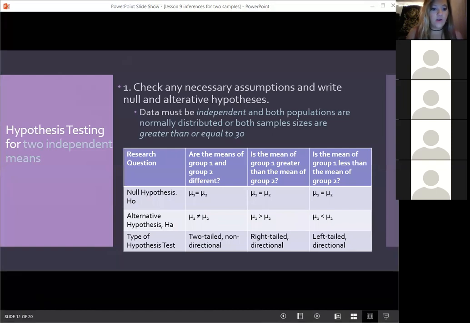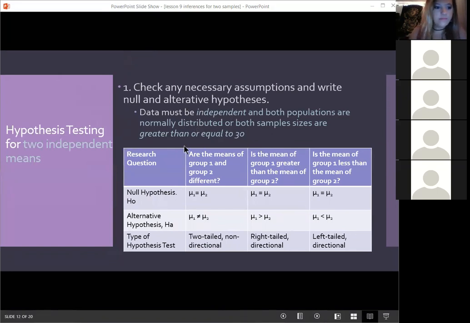All right, and then we'll go ahead through the steps again for hypothesis testing for 2 independent means. So our first one is going to be check those assumptions, and then remember, according to our central limit theorem, we had to have data that was independent, and both those populations had to be normally distributed in order to assume that we can use our sample in order to make an inference about our population. And we always said they're about greater than or equal to 30 in order for us to go ahead and do that.